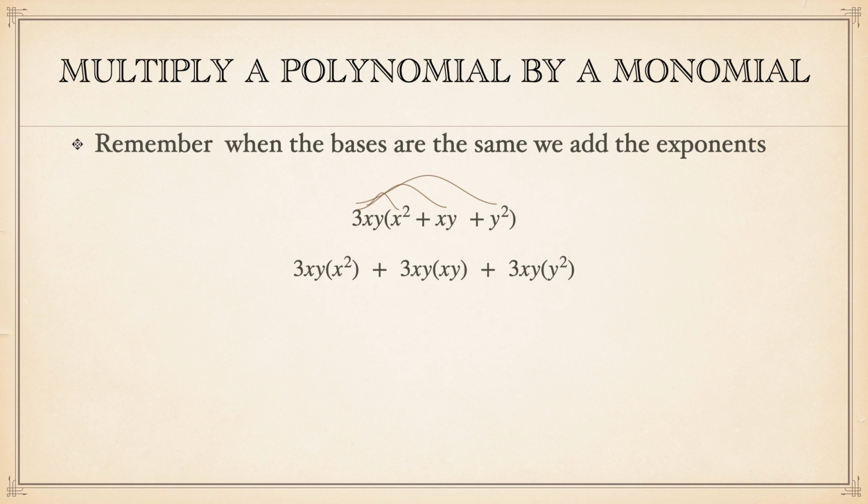I have here 3xy times x squared. Well, I see that I have x and x squared, so that means I have 3 times x to the third power y. And then I have 3xy times xy. That means I have an x times an x and a y times a y. So I have a 3x squared y squared and 3x times y times y squared. That means I have a y times a y squared. So it's going to be 1 plus 2, which is going to be 3xy cubed.